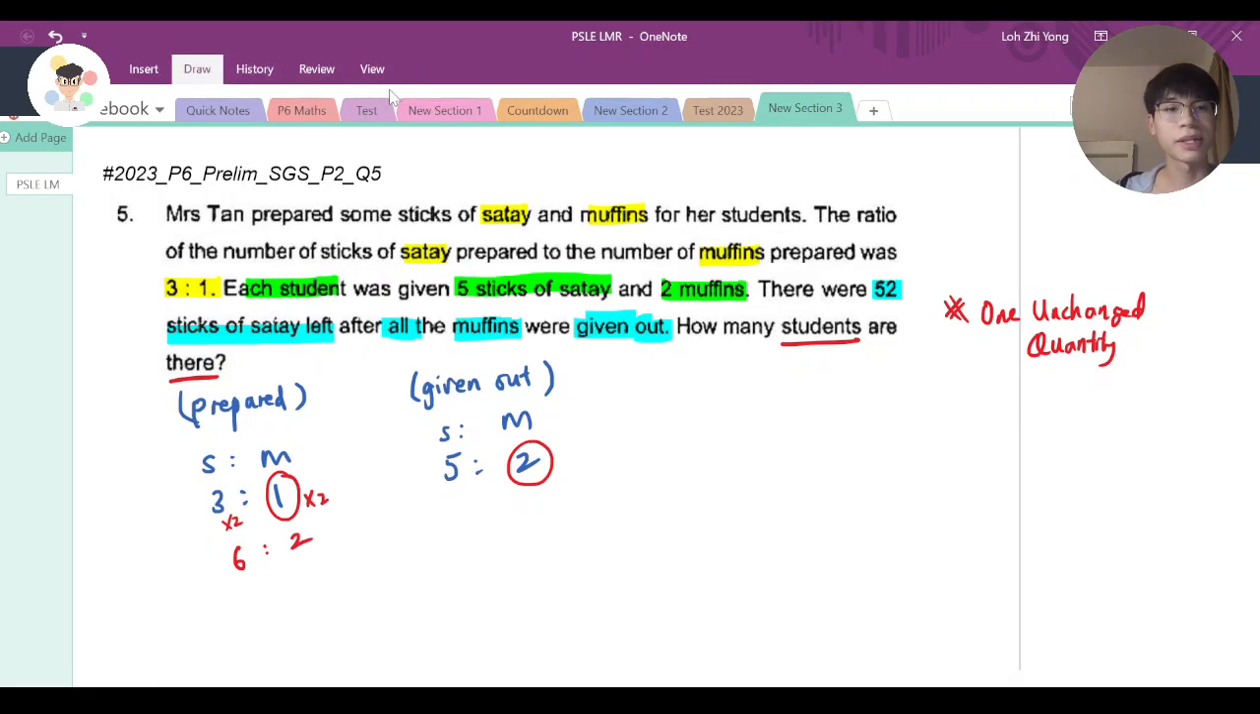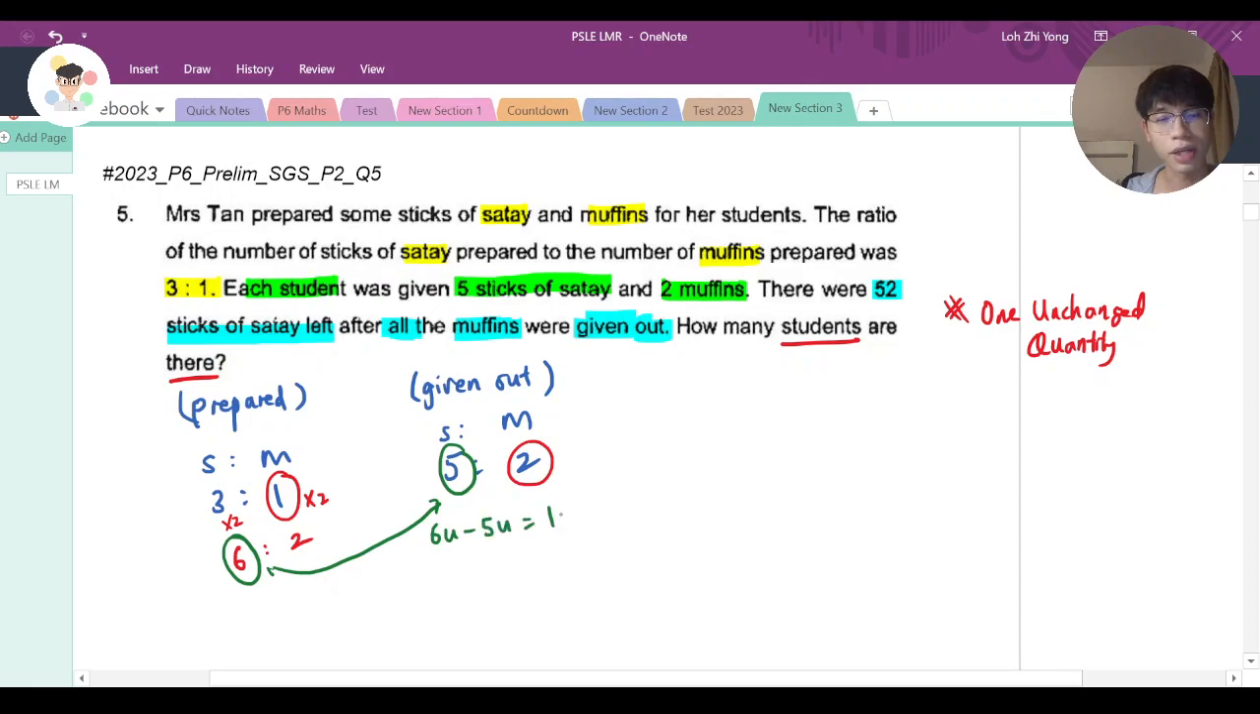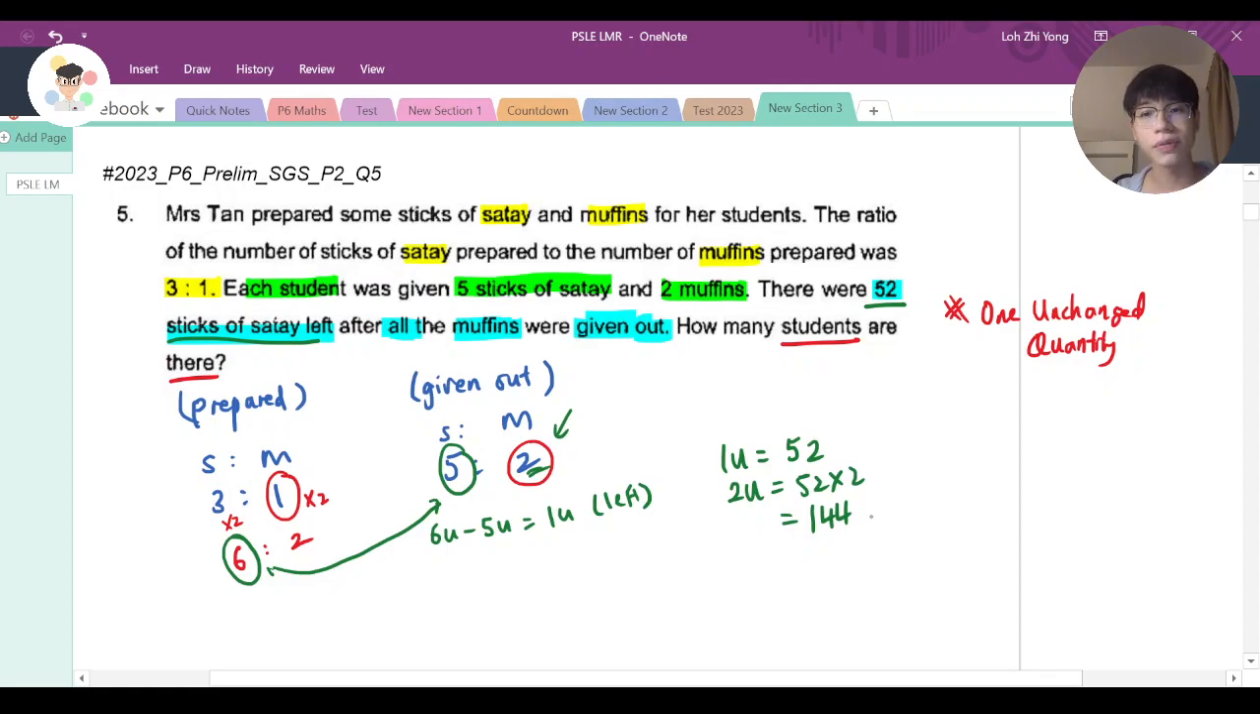And now, interesting part here. Look at here. What I prepare is 6 units for satay, and what I give out is 5 units. Okay, so 6 units minus 5 units, I know I have actually 1 unit left. And that 1 unit is what? The 52 sticks of satay. So I know 1 unit is actually equal to 52. Then, let's try to look for muffin. Muffin, I have how many units? 2 units, right? So 2 units is what? 52 times 2, 104. And you know that I have actually 104 muffins.